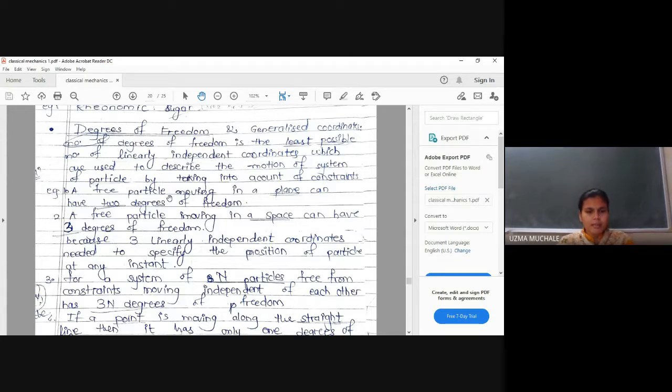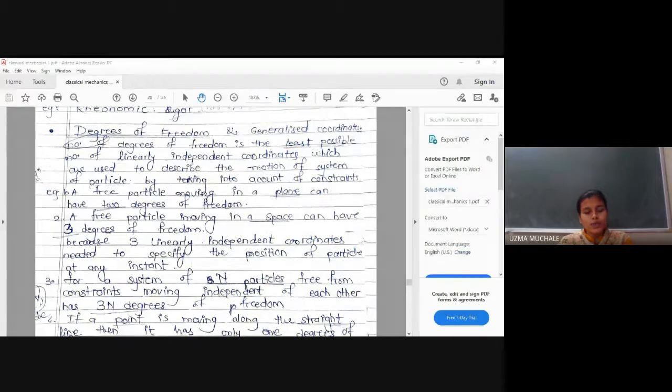The next example is a particle moving in space. How many coordinates are required for a particle to move in space? X, Y, Z. Correct. So simply X, Y, Z will describe where your particle is. So if we have a particle in space, we need 3 coordinates, and that is called 3 degrees of freedom.